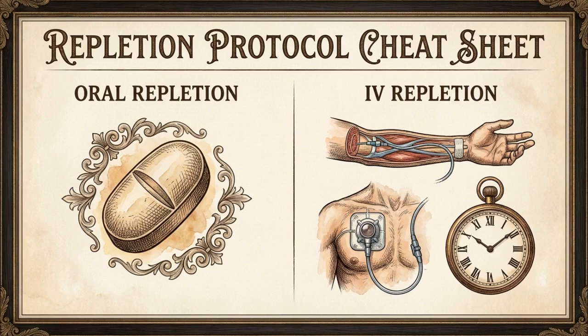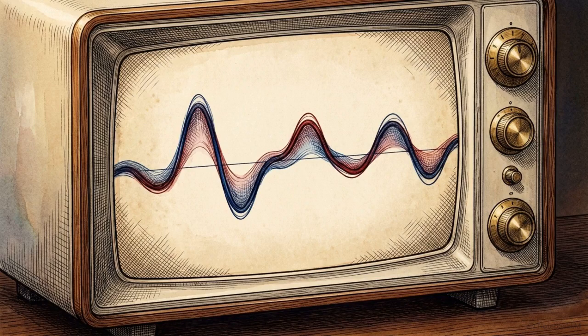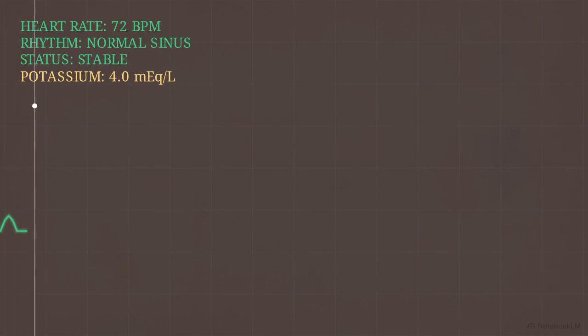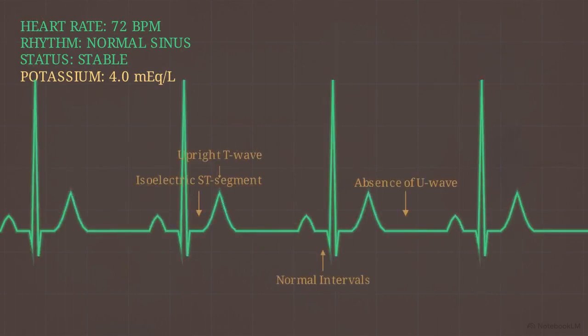Peripheral IVs max at 40 milliequivalents per liter, central lines 100. The maximum infusion rate is 20 hourly. Strictly adhering to these speed and concentration limits is the only way to safely reverse the deficit without triggering a fatal cardiac event. Returning to our initial patient scenario, their ECG has successfully normalized following treatment.